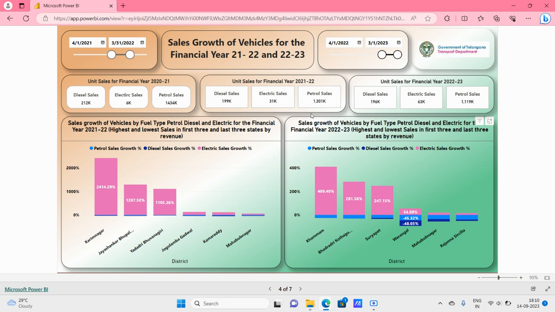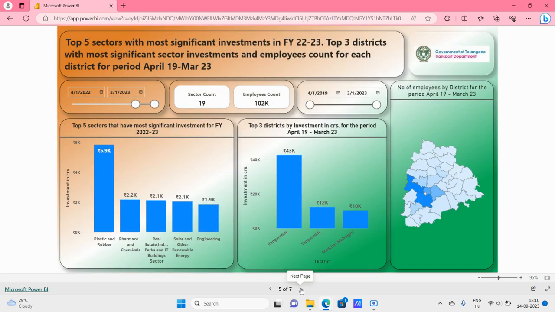So now we will go on to the next slide, which is for the sector and district wise investment in Telangana state. In this, we have noted the top five sectors for the period April 22 to March 23. We can see that plastic and rubber, pharmaceuticals and chemicals, real estate, industrial parks and IT building sectors, solar and other renewable energy, and engineering are the top five sectors for the financial year in terms of investments in crores.